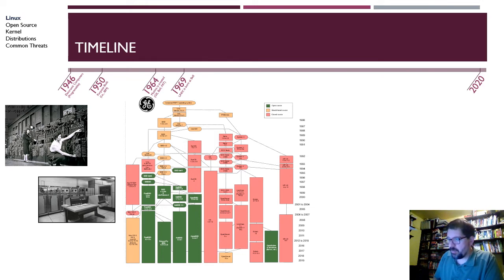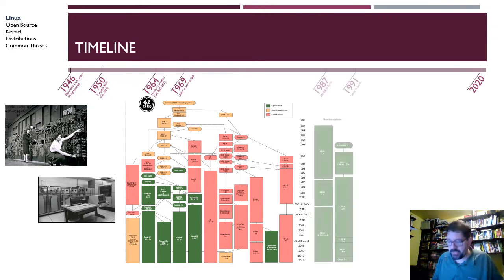But where does Linux come into all this, right? We're just talking about Unix here. Unix is not the same as Linux, right? They're very similar, I guess I should say, but they are not directly related, right? So where did that come from?